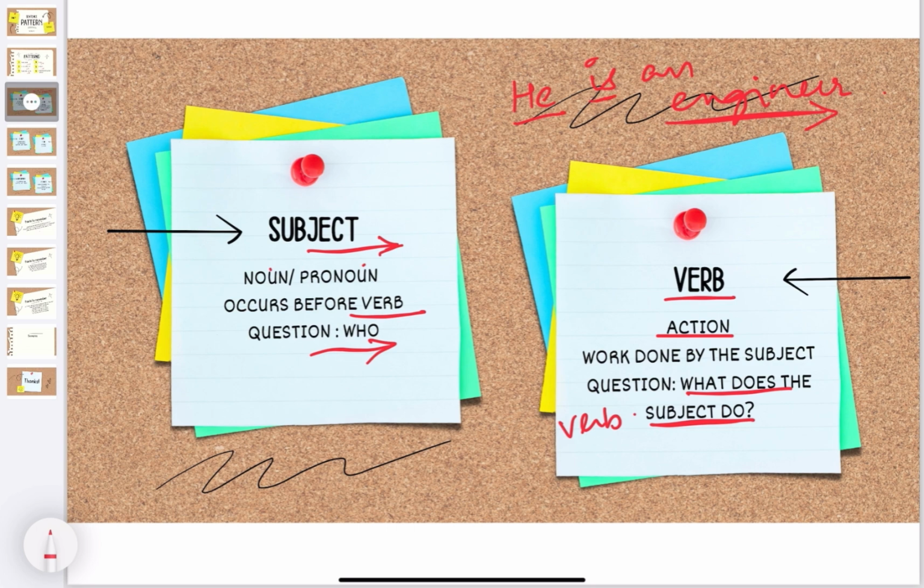And also, if you want another example, I can write it as: Priya wrote the exam. What does the subject do? What does Priya do? She wrote the exam. So wrote is the verb. I hope you all get it. Okay. And this is how you identify subject and verb in a given sentence.